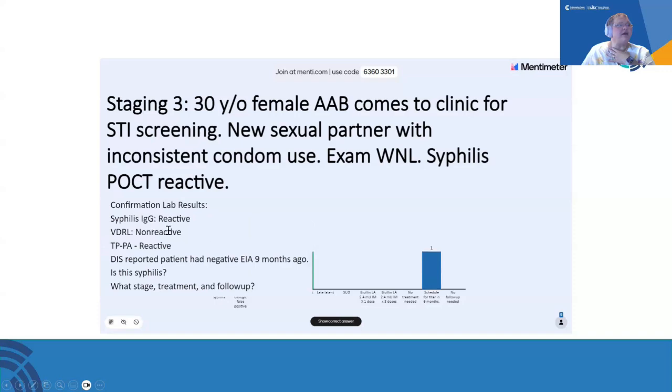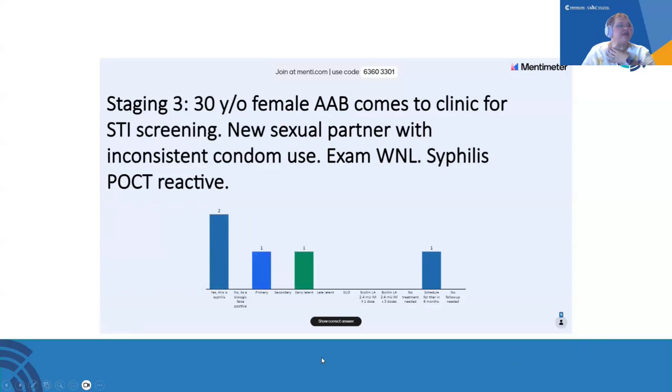And then when the lab comes back, because we're always going to send lab with a positive point of care test: reactive, non-reactive, reactive. You're getting it. Yes, this is syphilis. Now, it can't be primary unless we have a chancre, and she's asymptomatic, so we know it's not that. And she had a test 9 months ago, which is within that 1 year time frame. So early latent. She's going to get 1 dose of bicillin for early latent.